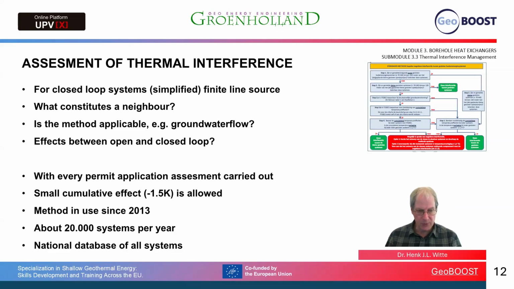Basically what we do is we do allow a small cumulative temperature effect of up to about 1.5 Kelvin lowering of temperature during heating. This would equate to about 5% maximum effect of the efficiency after 30 or 40 years of operation, which is deemed acceptable and in any case is within the limits of measurement that can be done with a heat meter, for instance.